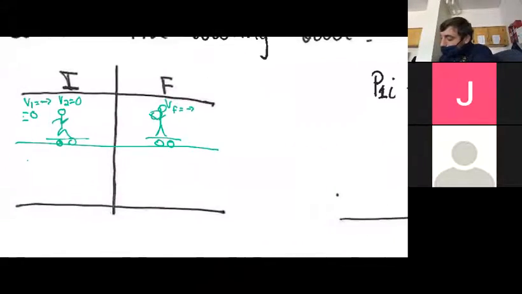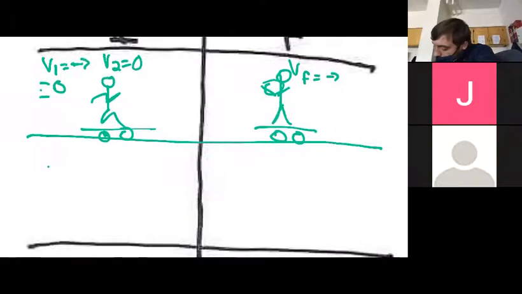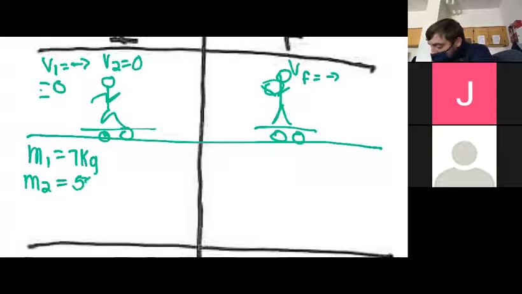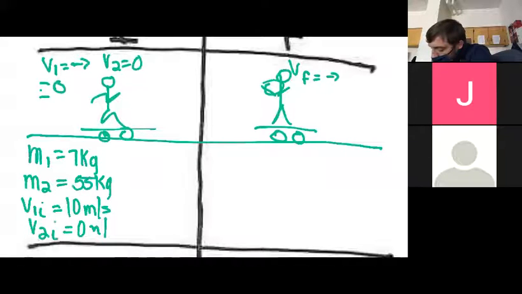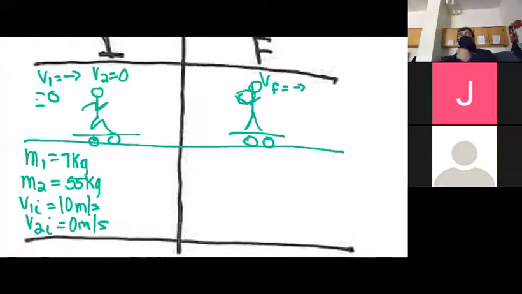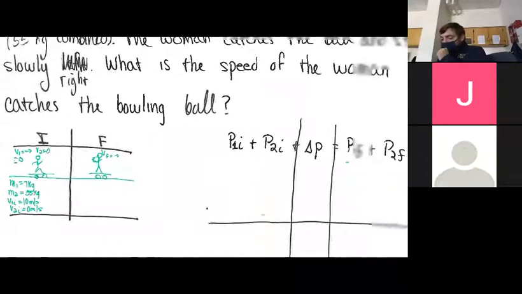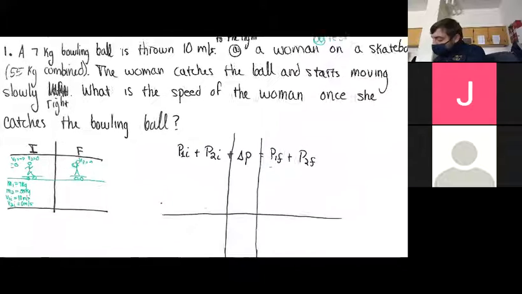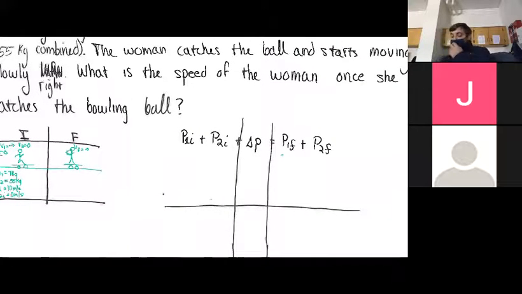So the mass of object 1, the bowling ball, 7 kilograms. Mass of object 2, the woman on the skateboard, 55 kilograms. Initial velocity of the bowling ball, 10 meters per second east, so I leave it positive. Initial velocity of the woman would be 0 meters per second. So I collected my given there and kind of made the problem a lot more accessible.